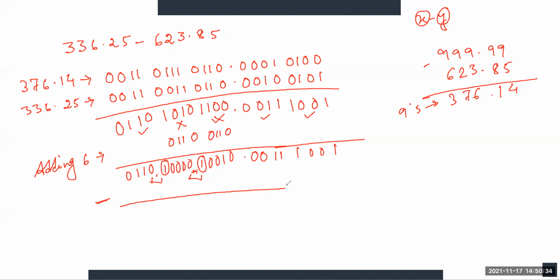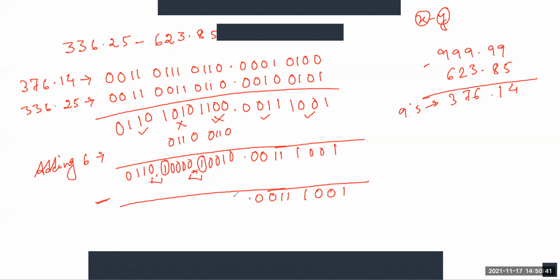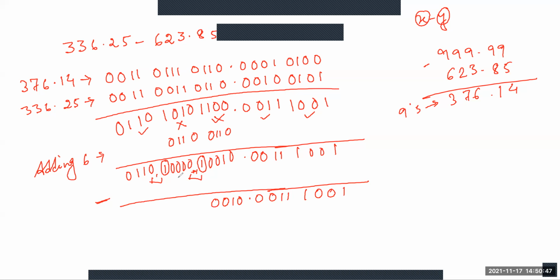So this is 1001. This is 0011. Next, this is 0010. This is 0001, and this is 0111. So it is 7. This is 1. This is 2.39. Okay, so now it is not over for this problem.